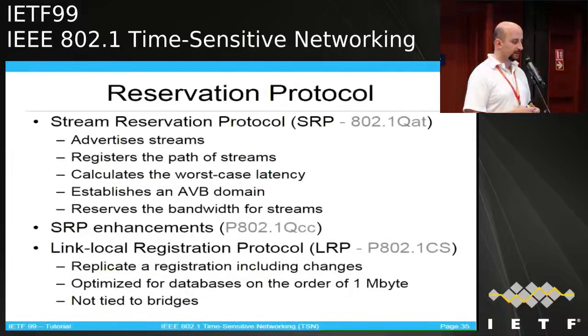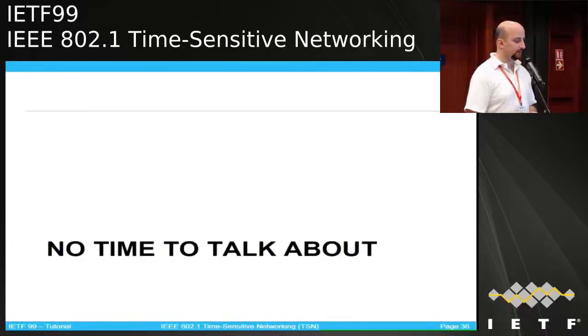And we have a new work that has been recently started called the Link Local Registration Protocol. It is the foundation of a new reservation protocol to replicate and register the data that is needed, including the changes. And what we are after is better scalability. So we want to optimize it, with a database on the order of 1 megabyte. I need to highlight here that this work is not tied to bridges, so it can be applied on other network nodes as well.